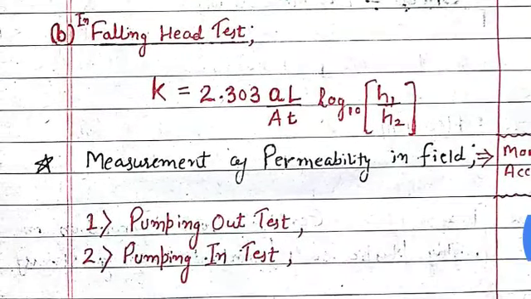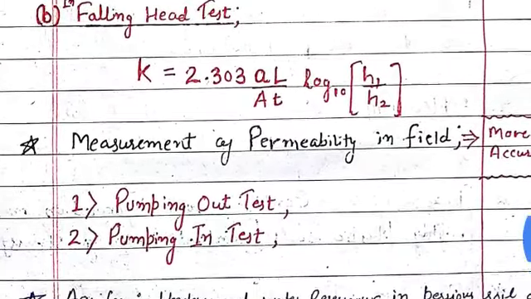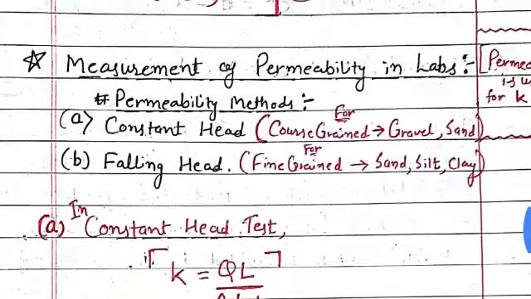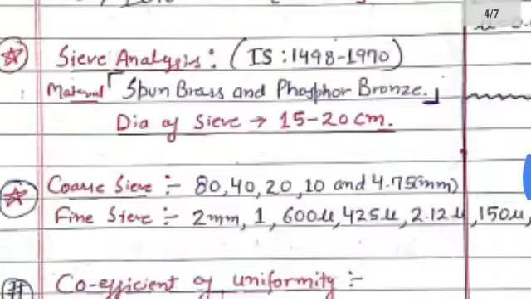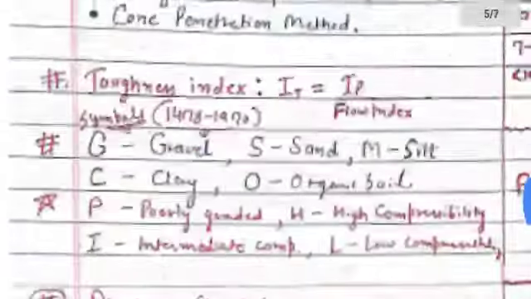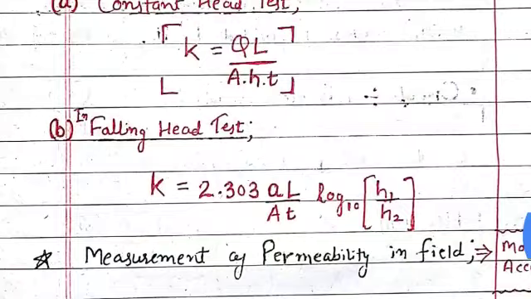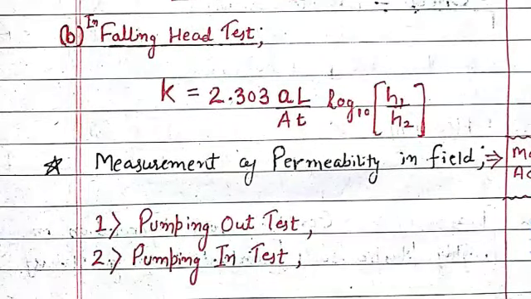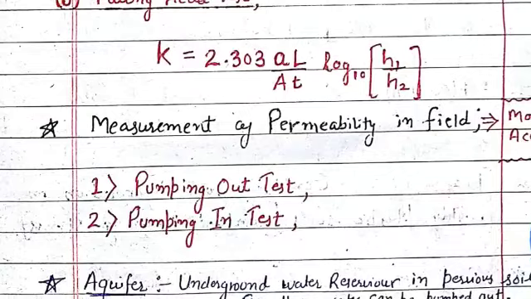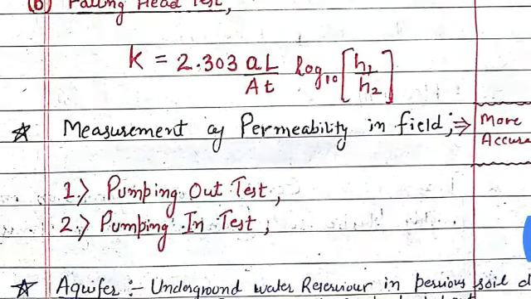And next one is measurement of permeability in field. This was for labs, and this is in field. Sorry guys. Permeability in field: there are two types of tests in field, pumping out test and pumping in test. And permeability tests in field are more accurate and generally used.